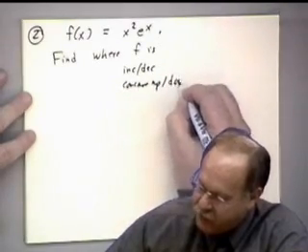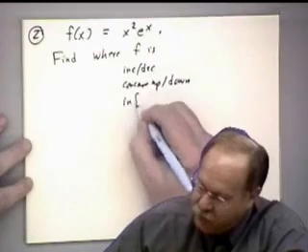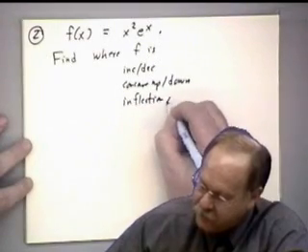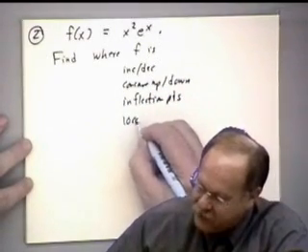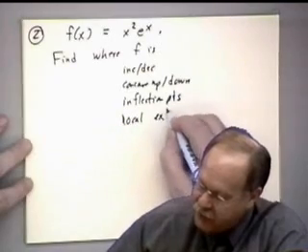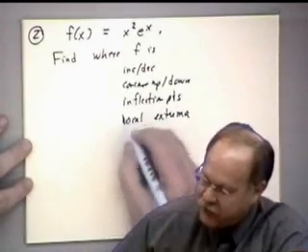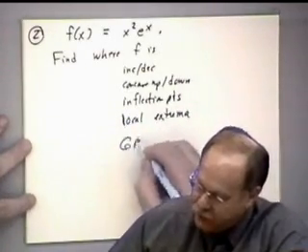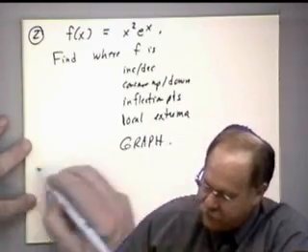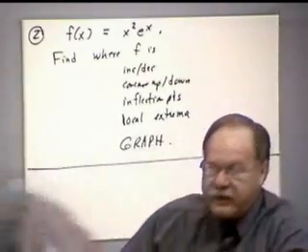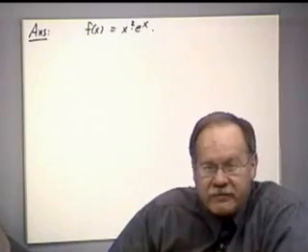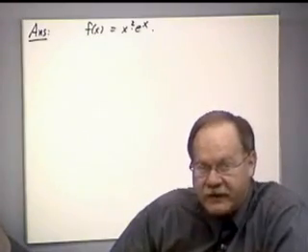Eventually you'll just have this memorized. Inflection points, local max mins, or local extrema. Let's use that just to practice it, local extrema. And, of course, produce a graph. So that's your task now. Our function, x squared times e to the x.